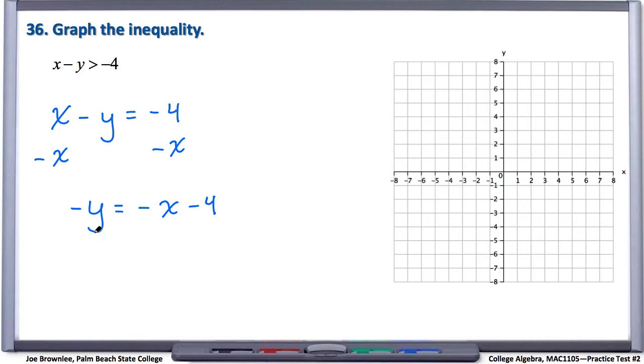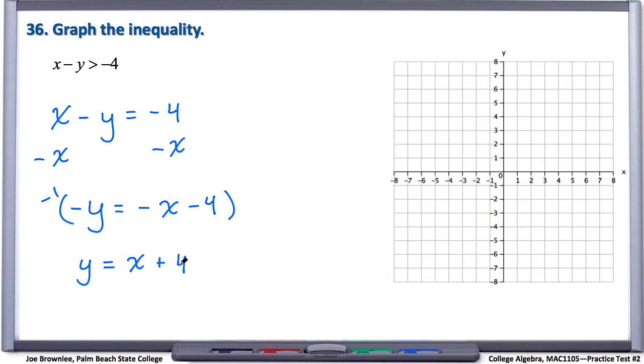And if we want to solve for y, meaning we want a positive y all by itself, let's go ahead and multiply our whole equation by negative 1 so that we can change all of the signs. So we have y equals now positive x plus 4.